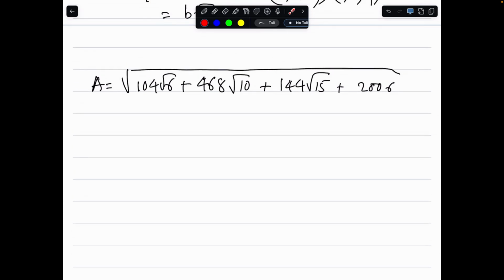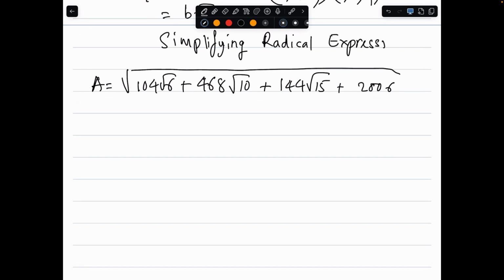So this video is about simplifying radical expressions. In particular, we are asked to calculate this expression, a radical because there is the square root here, without using a calculator. Okay.